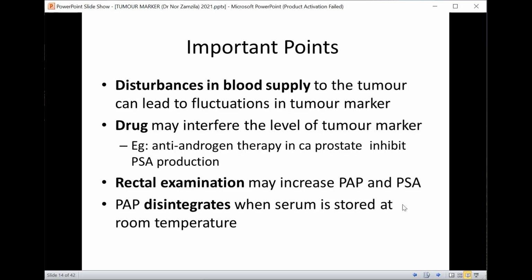And rectal examination may increase PAP or PSA. So that's why if you want to take blood for PSA, you better take the blood before you do rectal examination. Or if you have done rectal examination, you should wait at least another 3 days before you take the sample for PSA. And if you were to take a sample for prostatic acid phosphatase, you must store the sample at 4 degrees. Do not leave the sample at room temperature because that will disintegrate and give rise to a falsely low result.